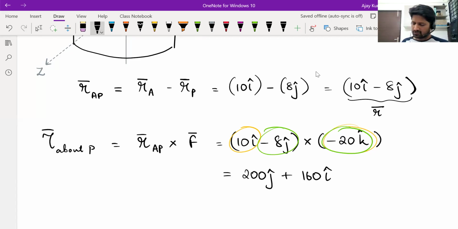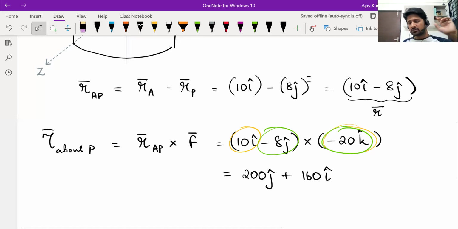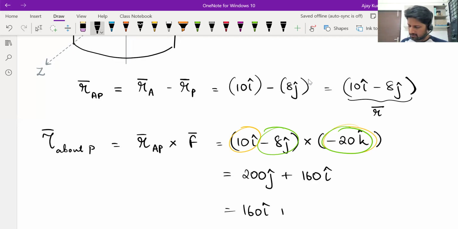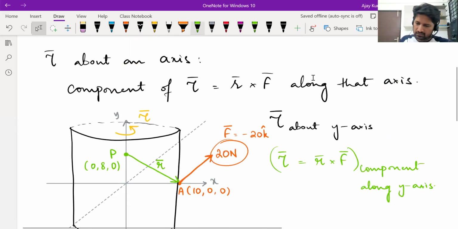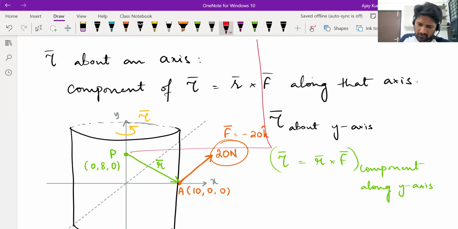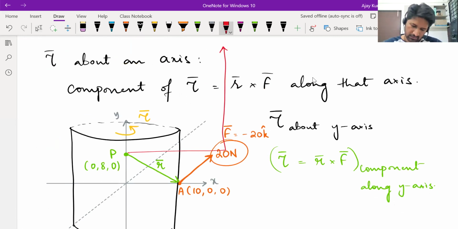Okay, fine. So the torque produced by this force about the point P is 160 I cap plus 200 J cap. Visualize this. It will be in Newton meters. 160 I cap plus 200 J cap. It's in the XY plane. So X component 160, Y component 200. Maybe like this. So this is the direction in which the torque is produced.